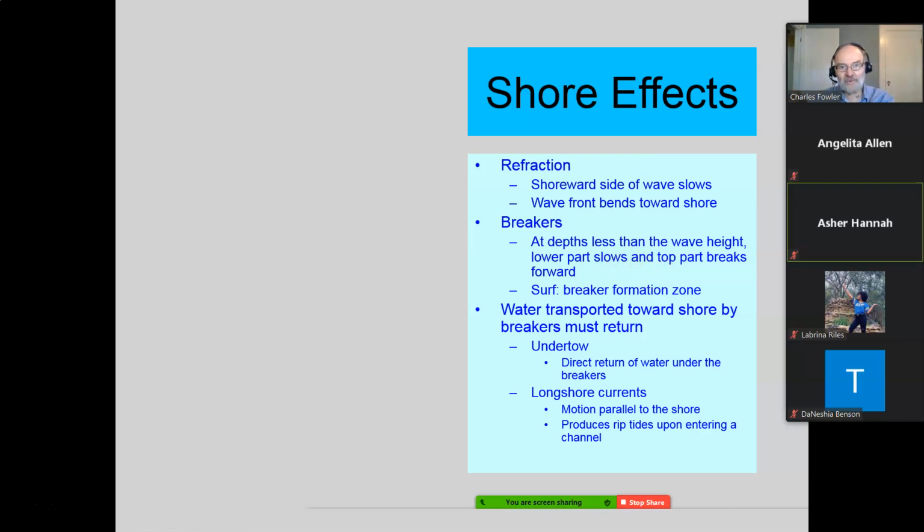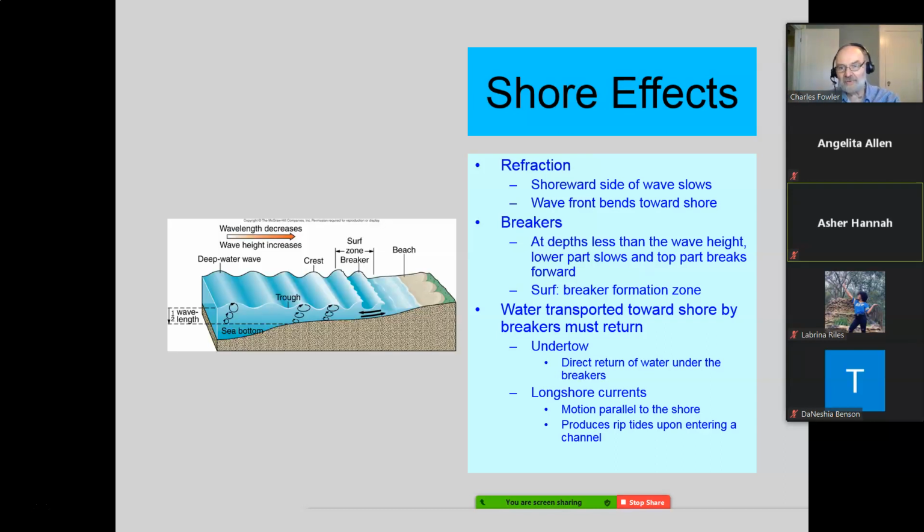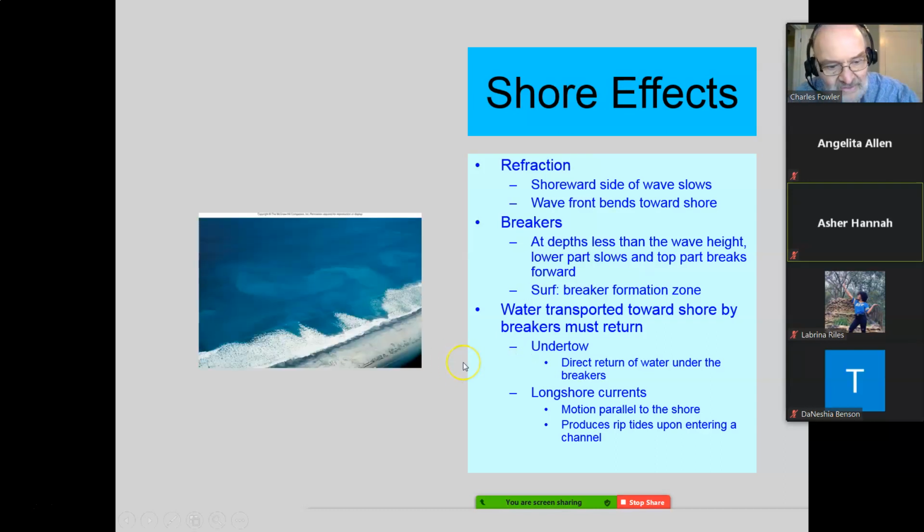The surf is in the breaker formation zone, and those people who like to go out there and surf, that's what they're trying to ride. Now, there's several reasons for that. We'll talk about those as we get to them. So here's what's happening.